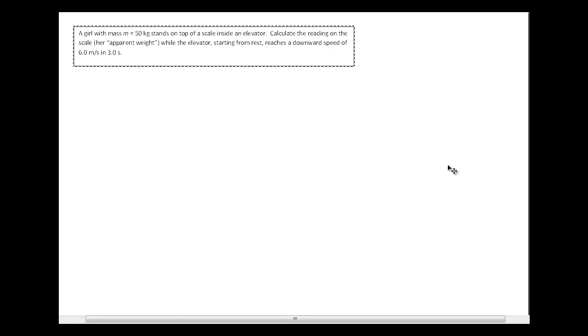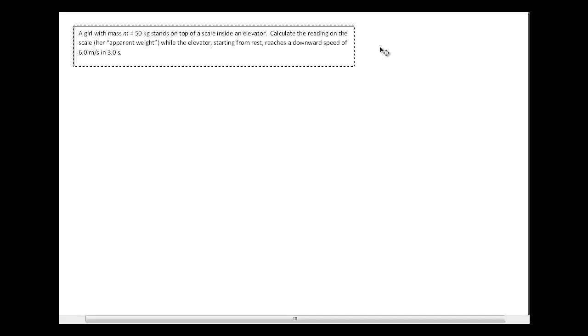I'd like to do a short example problem that illustrates a type of problem that you'll see occasionally in homework assignments that I call an elevator problem. And here you can see the problem says a girl with a given mass stands on top of a scale inside an elevator. Calculate the reading on the scale, which is her apparent weight, while the elevator starting from rest reaches a downward speed of 6 meters per second in 3 seconds.